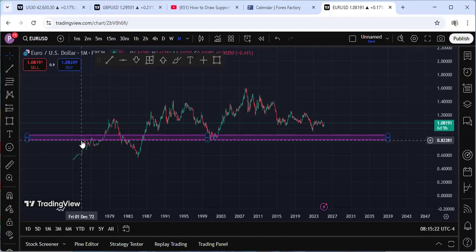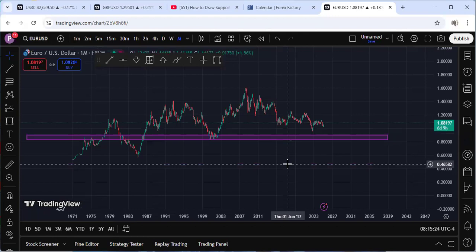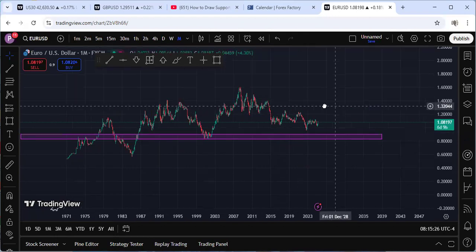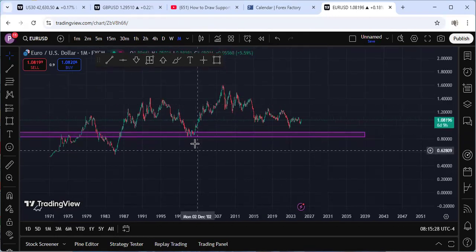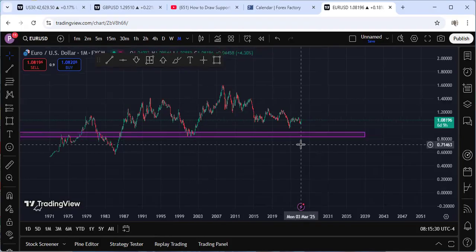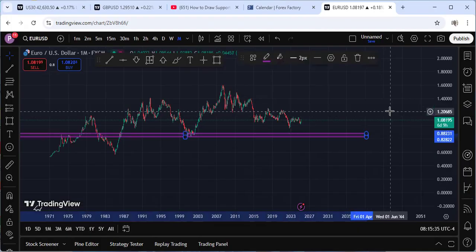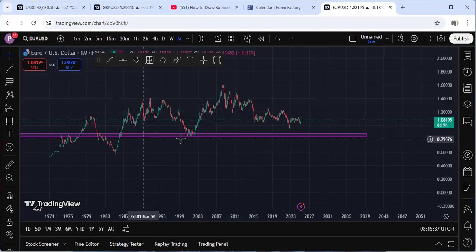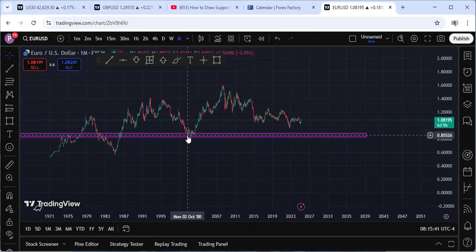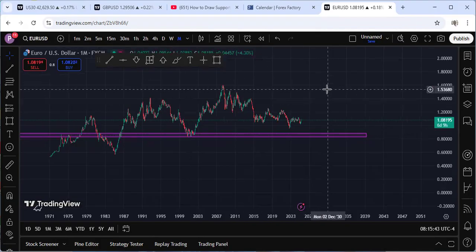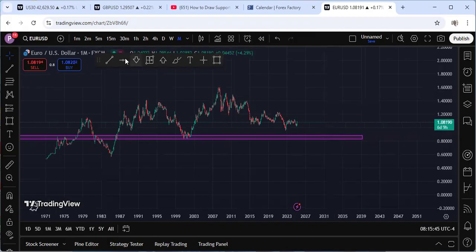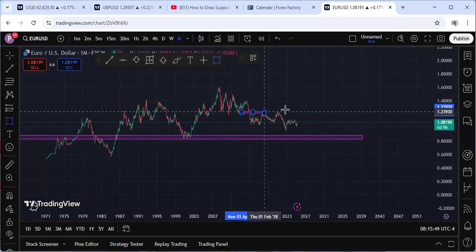This is 1972, long ago. Look at it here. It's a zone. Let me reduce it a little bit. This was 2000. All right, so I've gotten one key level over there. Another key level we can see is here.